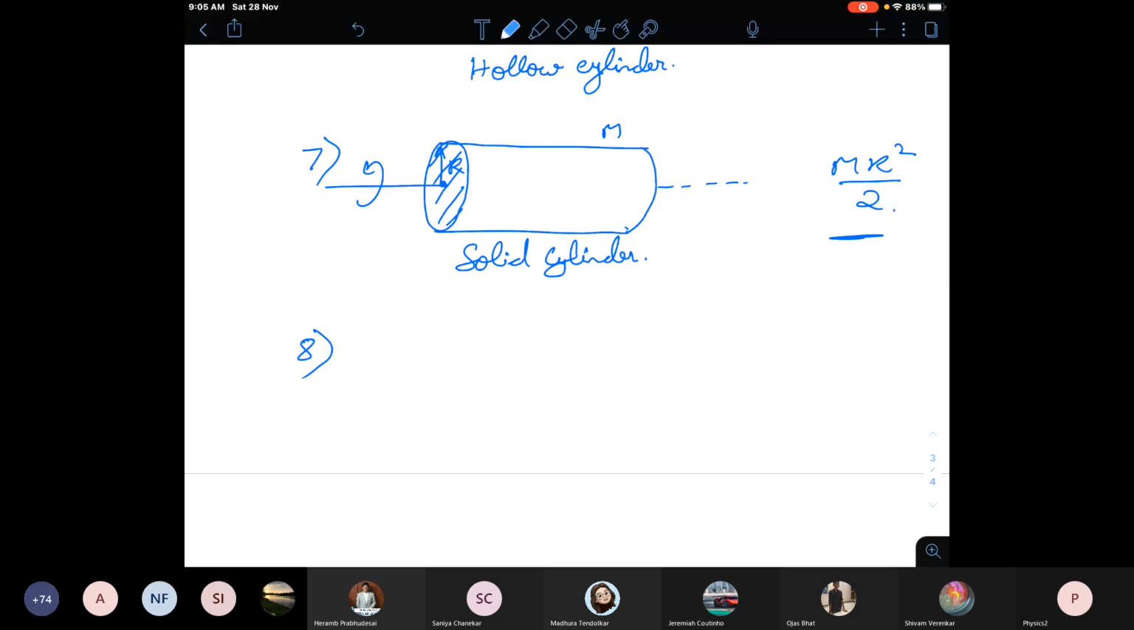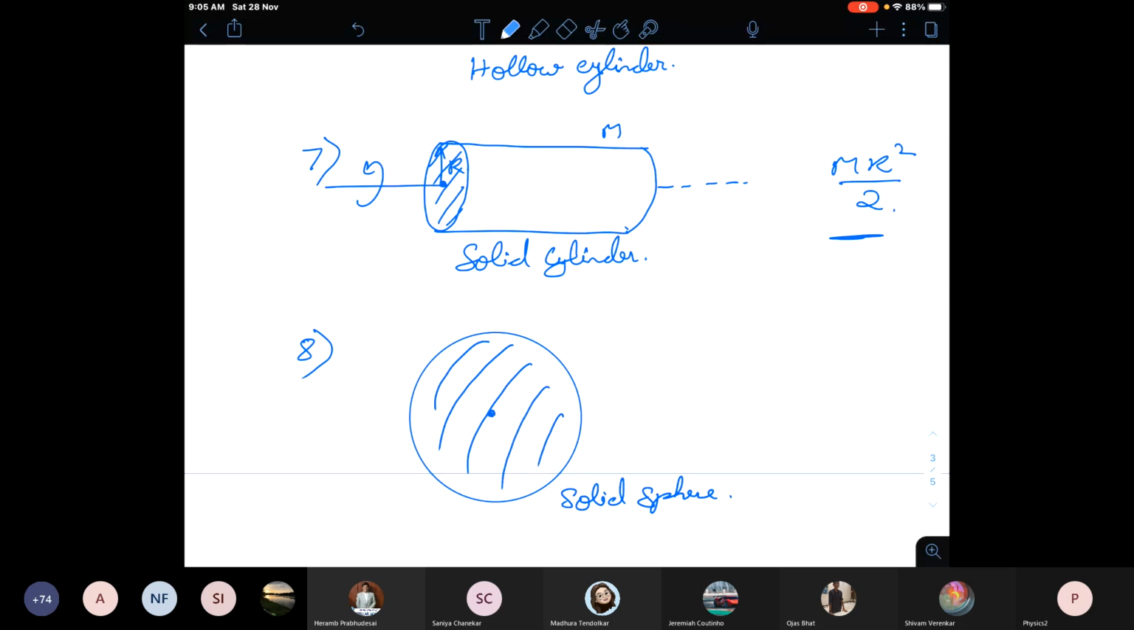The 8th is your solid sphere. It is a sphere now, a 3D object. It is a solid sphere. This is the center of mass, and any axis passing through the diameter will be a.